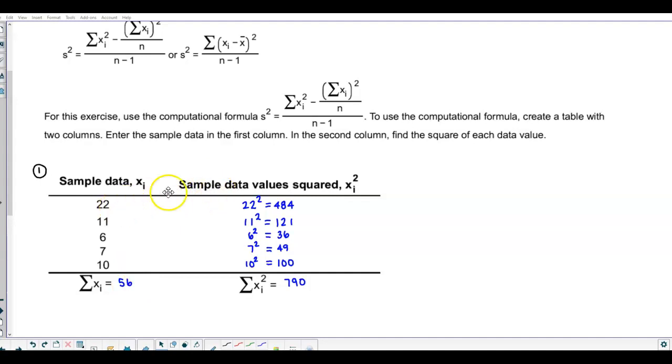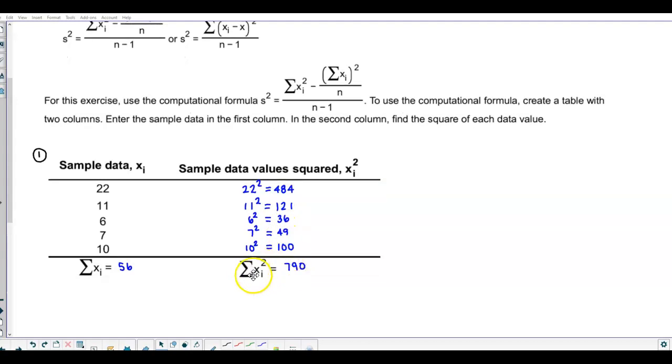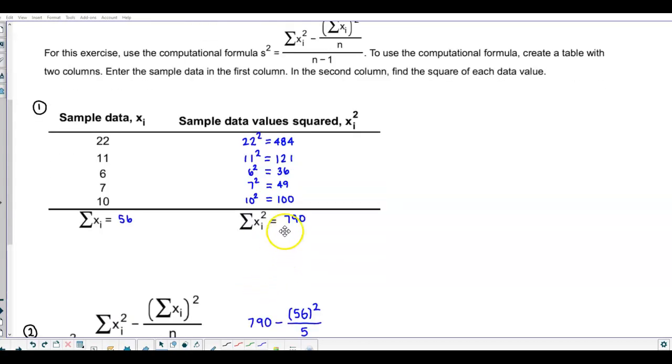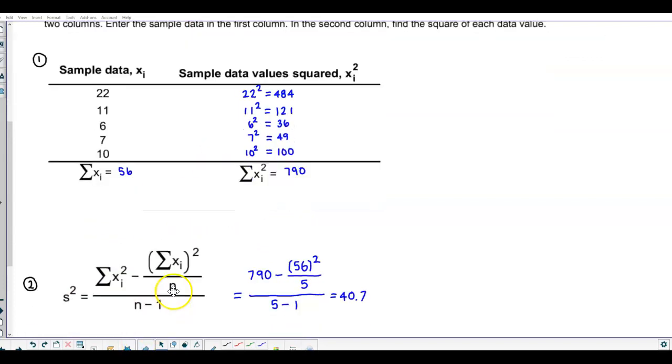And then we're going to take each sample data value and then square it. We're going to take 22 and square it to get 484. 11 squared is 121. 6 squared is 36. 7 squared is 49. 10 squared is 100. When we add those all up, that's going to give us the sum of the data value squared, which gives us 790. So now that we have this information, we can plug it into the computational formula.